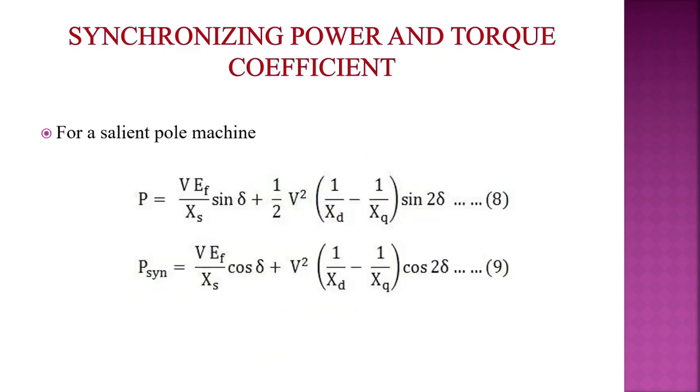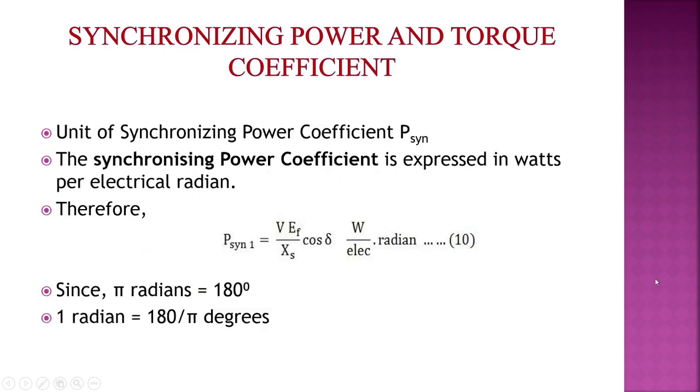Now, for a salient pole machine, P is given as V E_F by Xs sin δ plus half V square (1 by Xd minus 1 by Xq) sin 2δ, and P sin is equal to V E_F by Xs cos δ plus V square (1 by Xd minus 1 by Xq) cos 2δ.